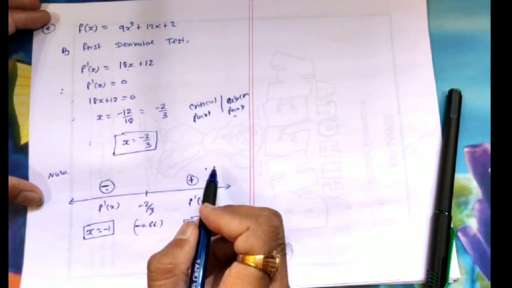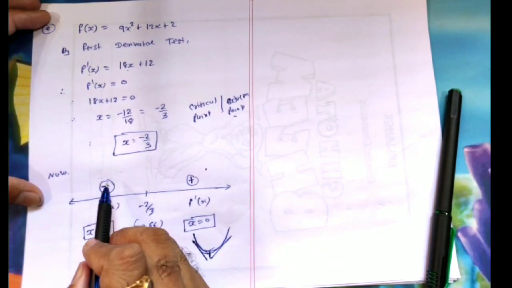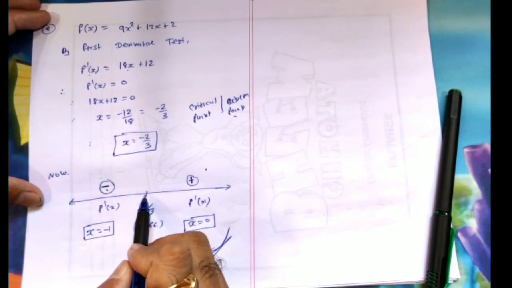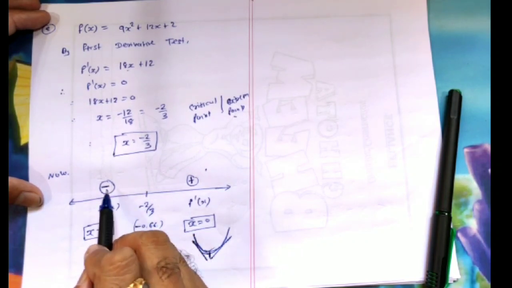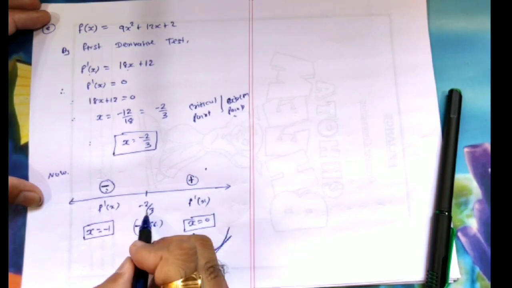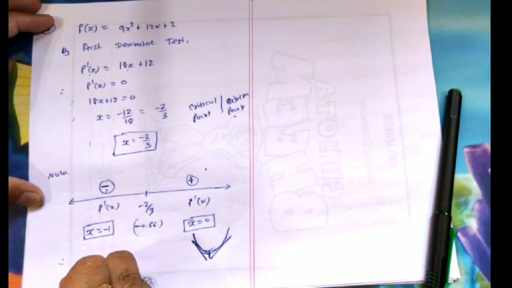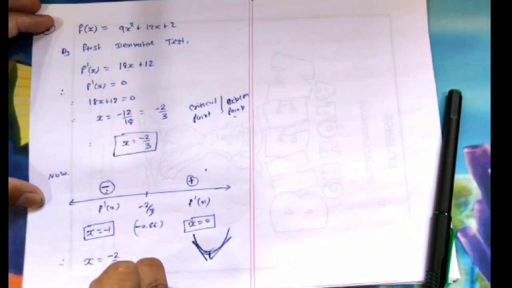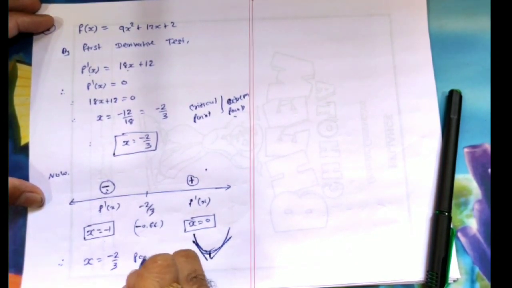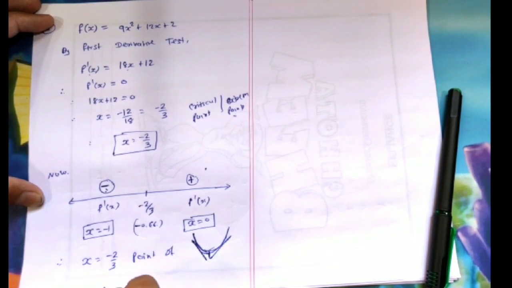If suppose it changes from plus to minus, then it will be the point of maxima. Here our f dash x is changing its sign around the critical point from minus to plus. That means x equal to minus 2 by 3 is the point of minima. Therefore, x equal to minus 2 by 3 is nothing but the point of minima.